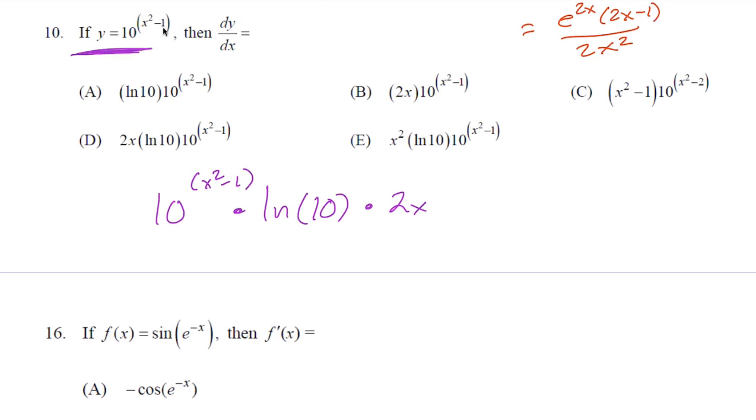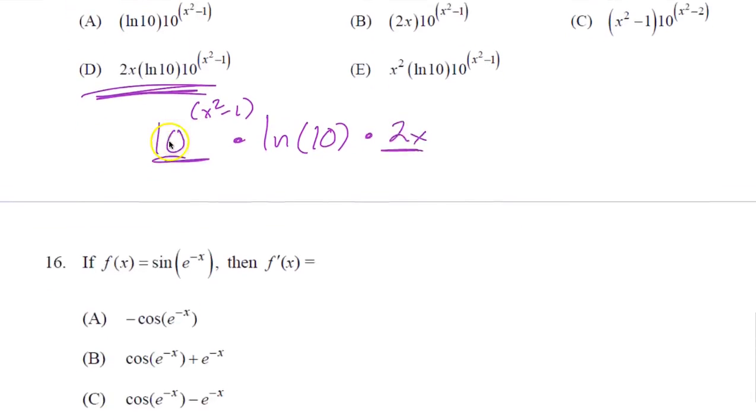Again, we gotta match our answers. Do we see this anywhere? 2x natural log of 10. I do, right there. Remember, you cannot combine these. This has an exponent, so it stays the way it is. And you can't combine any of this because that's locked in. So it's just 2x natural log of 10 times 10 to the x squared minus 1. Next one.